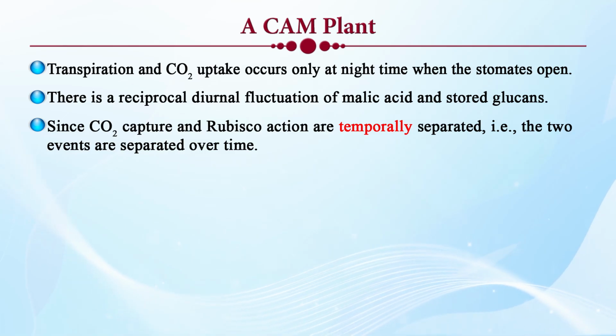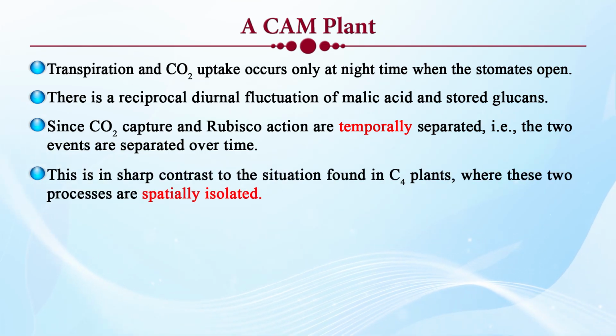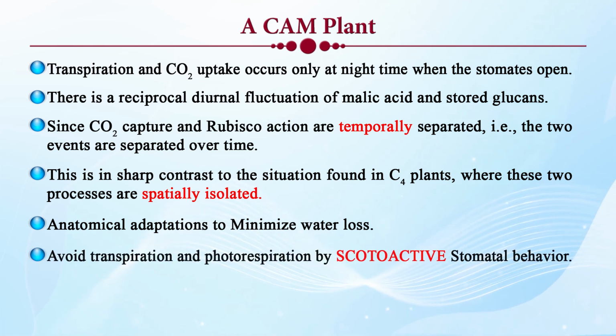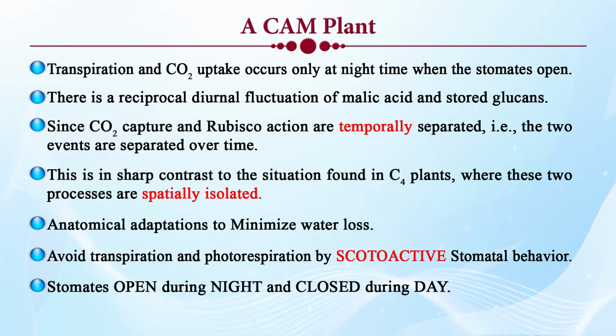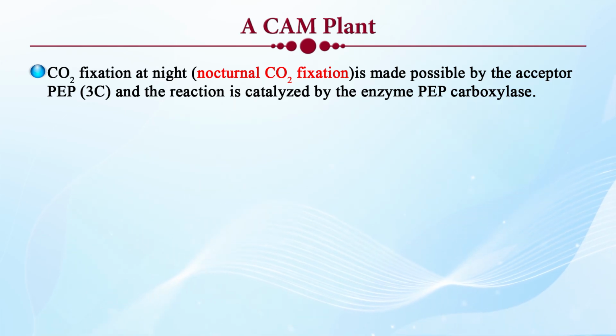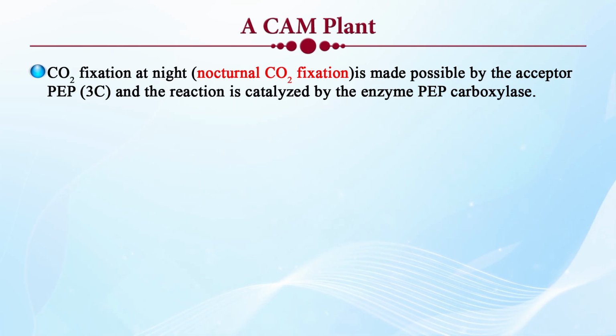So, C4 plants, as we saw, are only spatially isolated, but here the temporal contribution is also there. So, to avoid transpiration and photorespiration, stomata will open during night and they will be closed during day. So, when night comes, then the C4 cycle operates and the C3 cycle will operate during the daytime. CO2 fixation at night, which we call nocturnal CO2 fixation, how is it going to be possible?